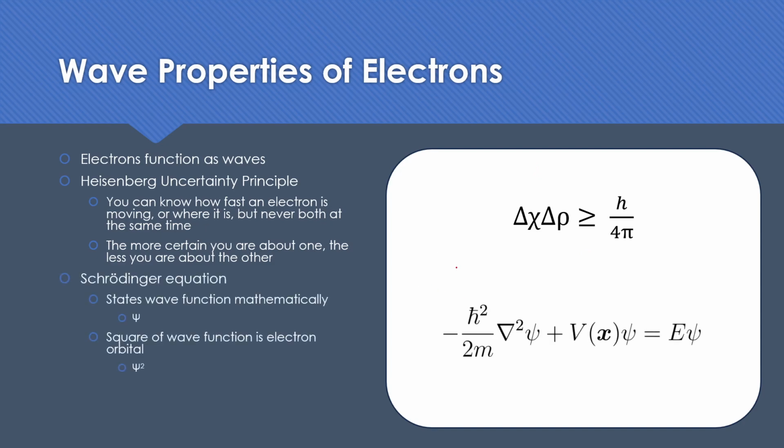Then we have the Schrödinger equation, which again is working off this idea that electrons are small enough to function as waves. It states the wave property of an electron mathematically. And again, you don't need to worry about this. The point is, you can describe an electron as a wave, and then if you square that wave function, you describe the electron's orbital. So when we talk about electron orbitals, we are talking about probability fields, areas where an electron can possibly exist.